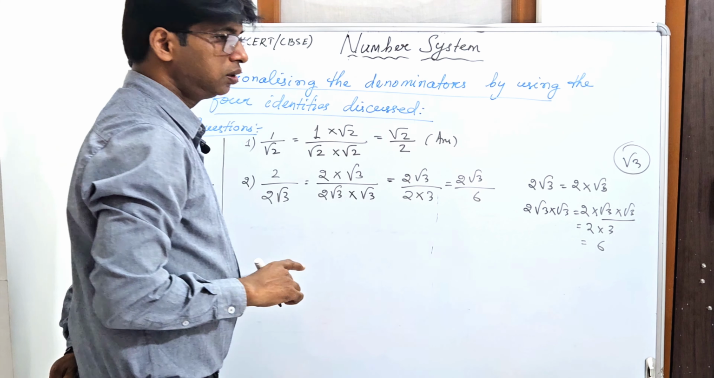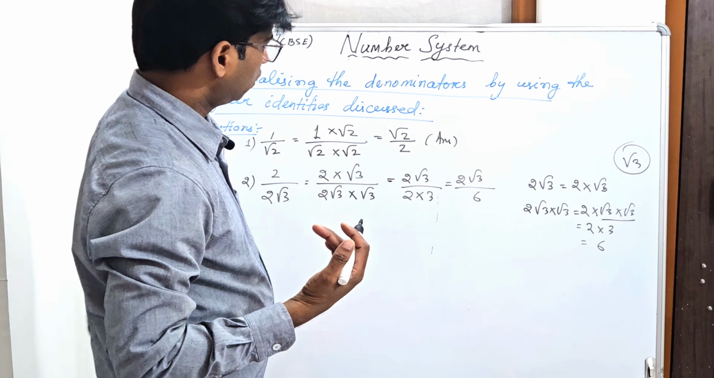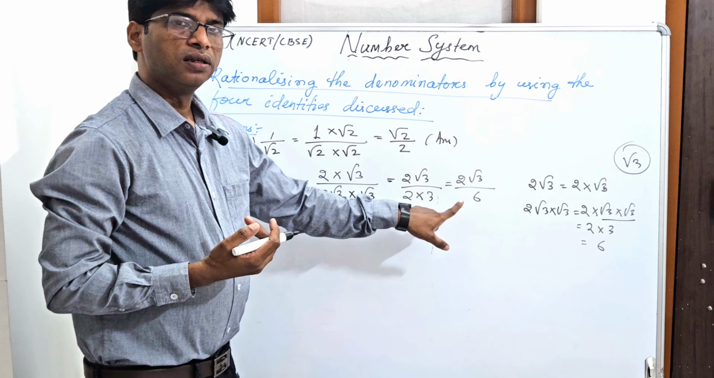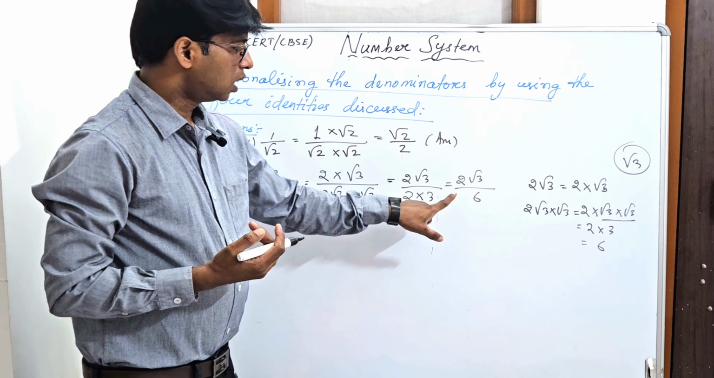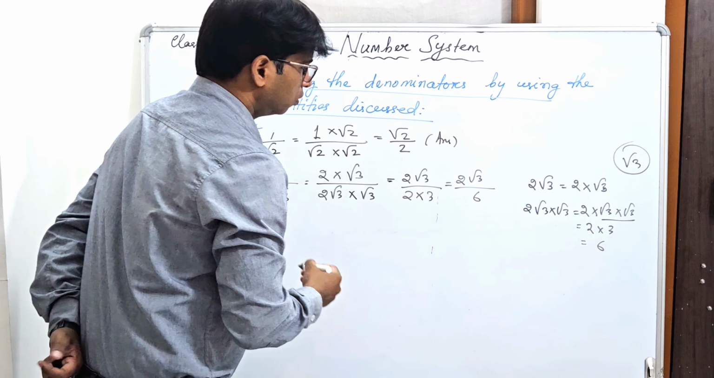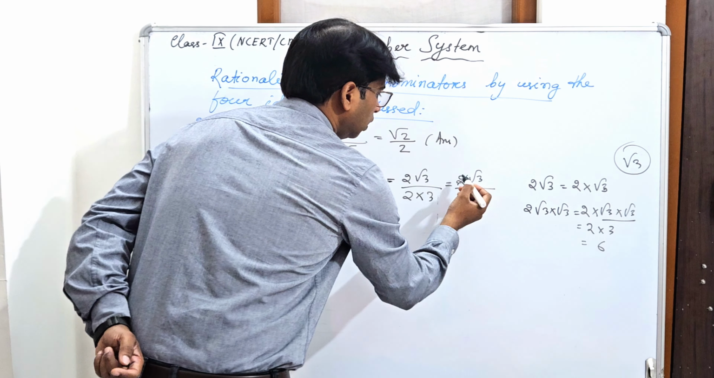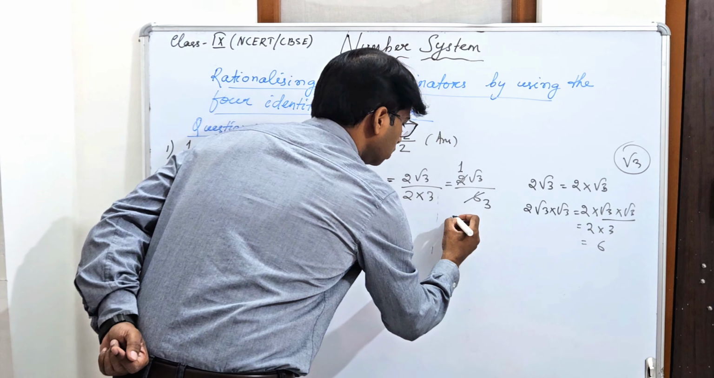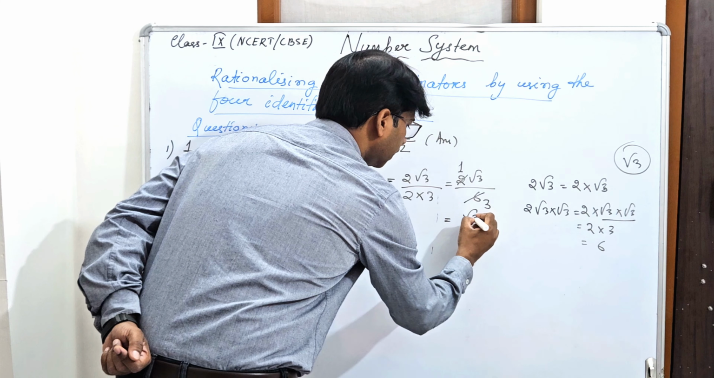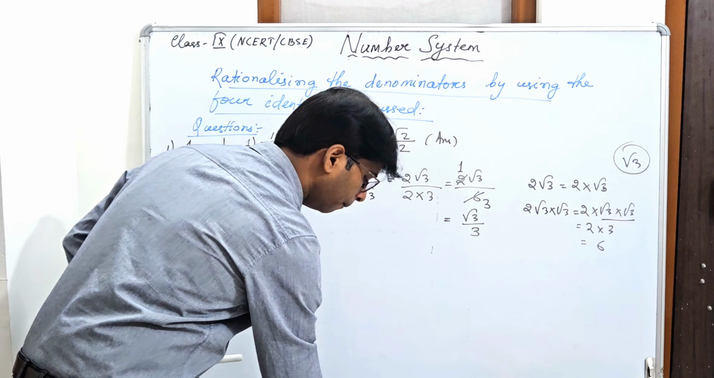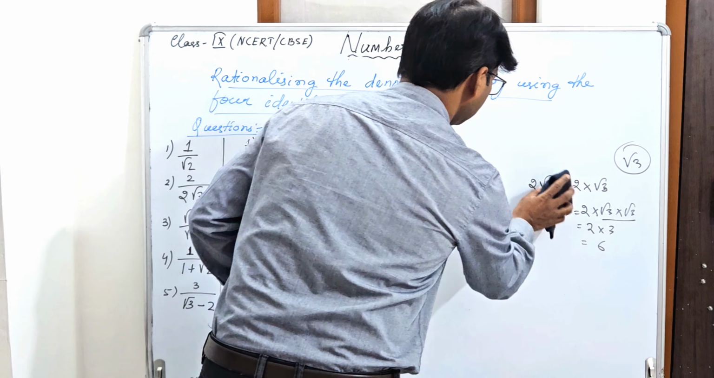Whatever rational number form you are getting, in p by q form, everything is simplified and written in standard form. Standard form means you have to bring it to the lowest terms. So 2 divided by 2 is 1, and 6 divided by 2 is 3. The answer is root 3 by 3. Clearly understood? Okay, so let us discuss the next question.